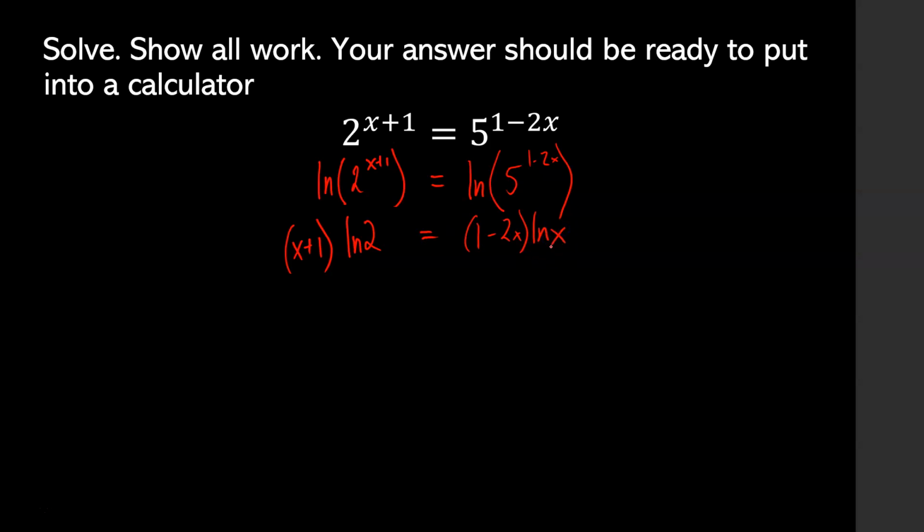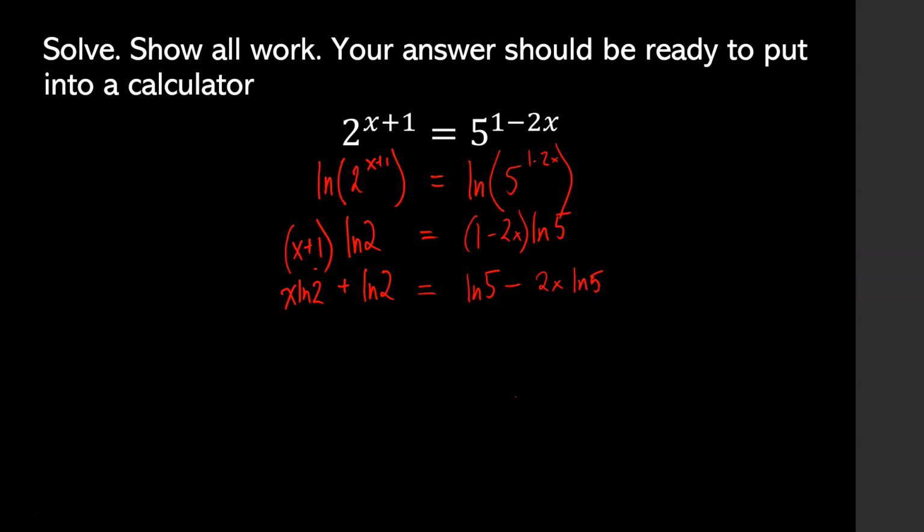Well, natural log of 2. How about natural log of 5? Well, what do I do next? How do I get these two x's together? Well, I think I'm going to have to distribute and then factor. So x natural log of 2 plus 1 times natural log of 2 is just the natural log of 2, is equal to natural log of 5 minus 2x natural log of 5.